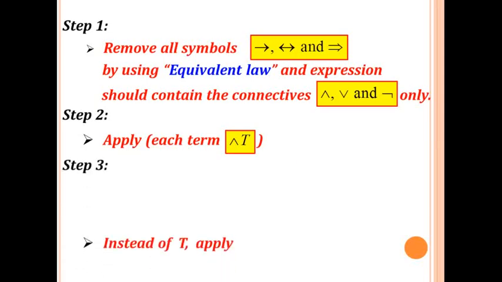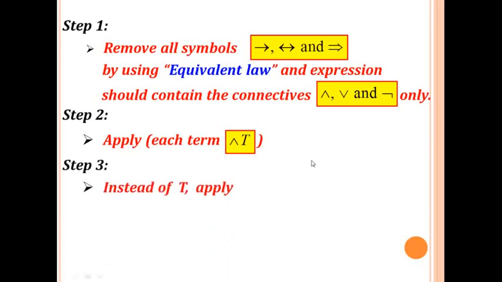Step number three is, in place of this T, apply inverse law. Already we know what is inverse law. Inverse law is nothing but P or negation P. So replace T equal to P or negation P based on the statement. Okay, so sometimes we have to introduce Q or negation Q. Sometimes we have to introduce R or negation R. So based on the given variables, we have to introduce in step number three. So once we completed step number three, then we go for step number four.